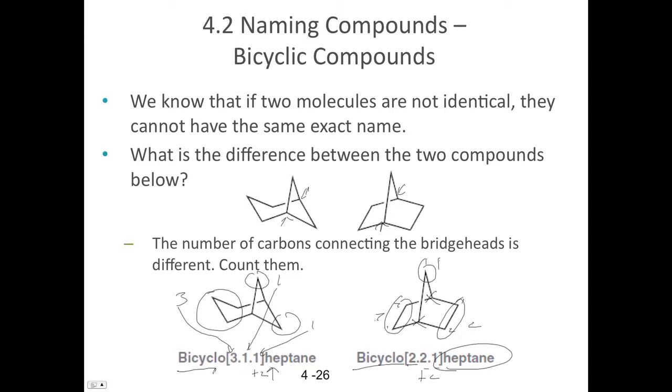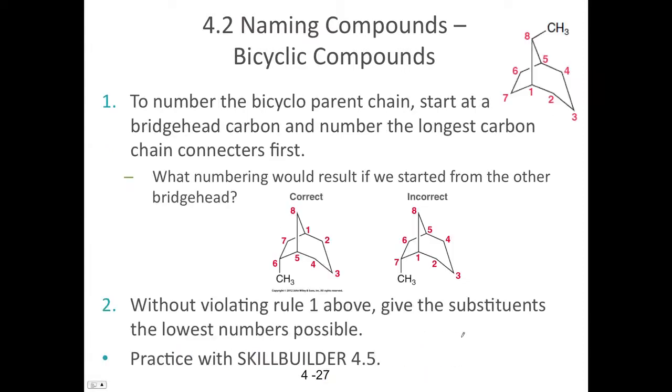So bicyclo, 3, 1, 1, heptane. All right. So first write bicyclo, then put the numbers in order from largest to smallest, and then write the parent name at the very, very end. Okay, making sure to put these carbons back into the name, right, when you start putting in the parent name. Okay. All right.